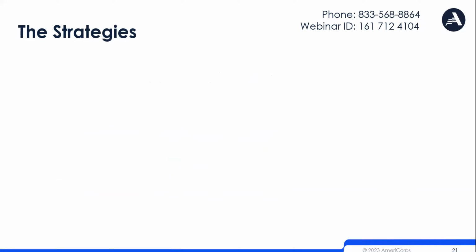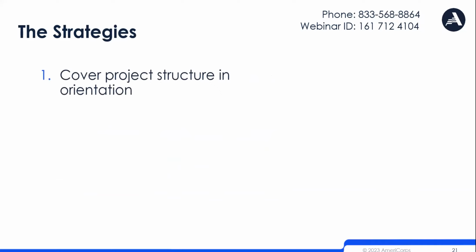We came up with 3 strategies to get started, and we're working on some others, but I'll share the 3 we have come up with so far. First, we added a piece about the project structure to orientation, covering the relationship between the project sites and the university as intermediary. We also talked about the connections to the AmeriCorps program and what that means for each member and for the sites.